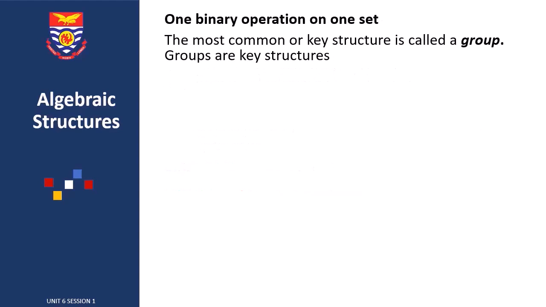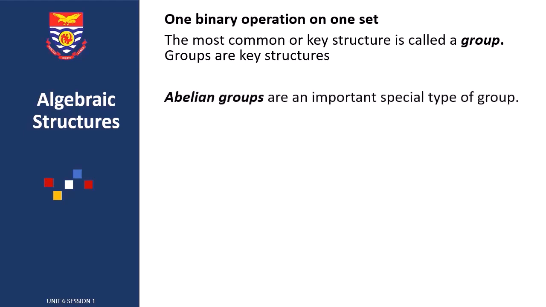So we'll begin with the first one, binary operation on one set. The most common or key structure is called a group. So groups are key structures under this type, that is one binary operation on one set. And we also have abelian groups.